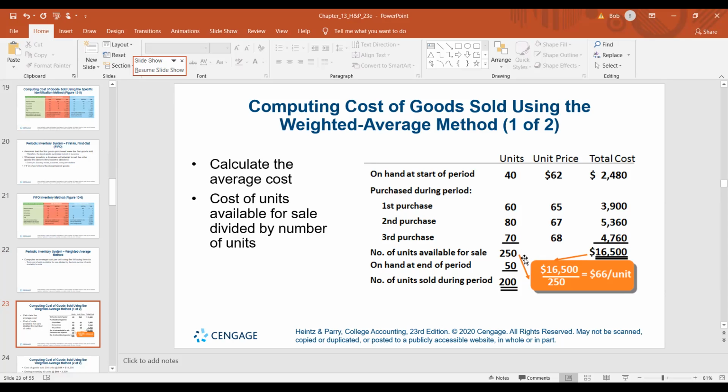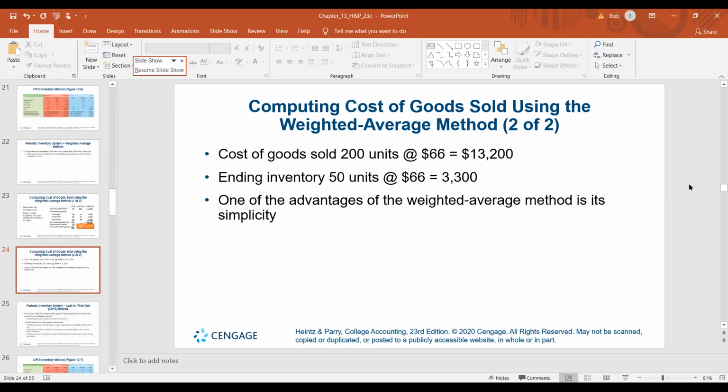Horizontal, 16.5 divided by 250. You don't add unit prices. I never heard of anybody adding unit prices down to get an average, okay? The only way that would work is if the units were all the same, okay? Pretty obvious to point out, but that mistake gets made all the time. So here we go. Our cost of goods sold was 66 times 200, ending inventory 50 times 66. One of the advantages of the weighted average method is its simplicity.